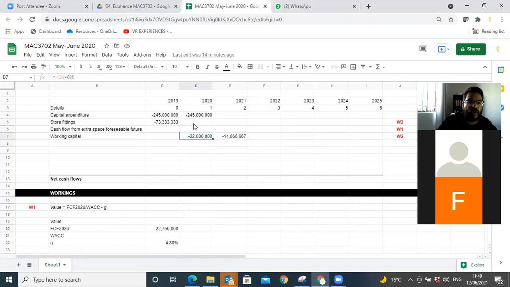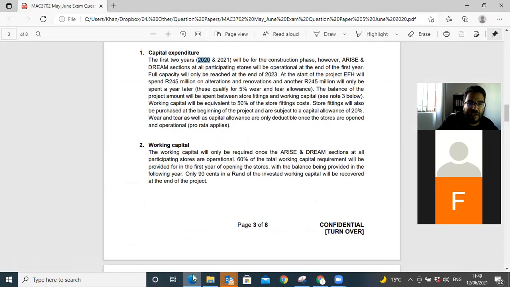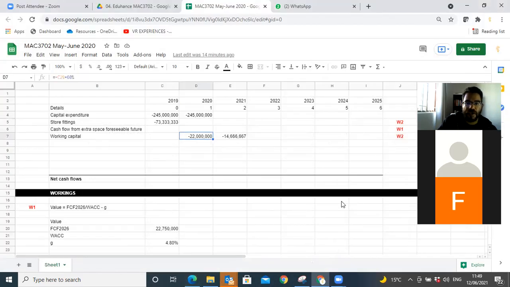Okay, so that is working capital. They said at the end of the period, working capital, you will claim back 90%. So they said, with the balance happening the following year, only 90 cents in the rand of the invested working capital will be recovered at the end of the project. So at the end of the project, you will recover working capital. The end of the project is 2020. You will recover all the amounts, that plus that, but only 90% of it, times 90%.